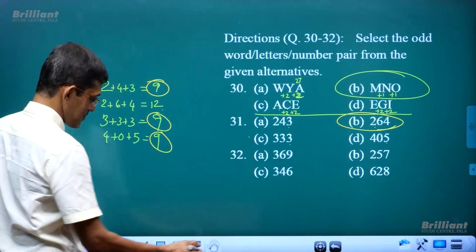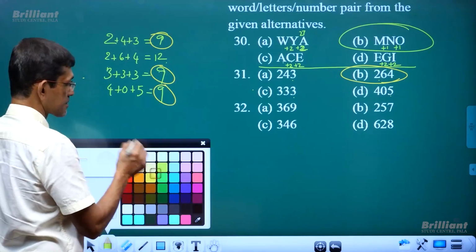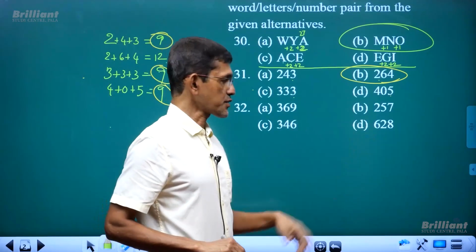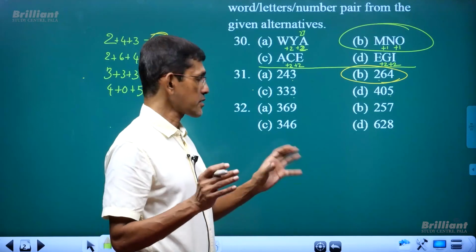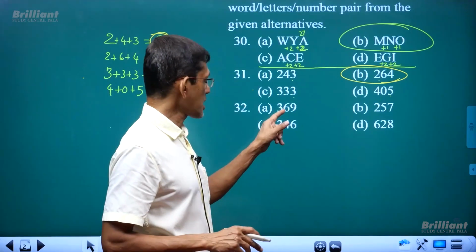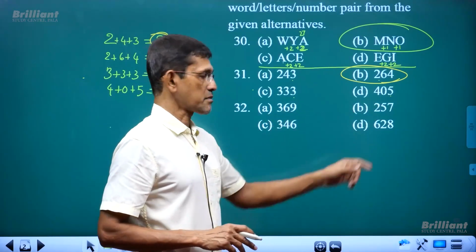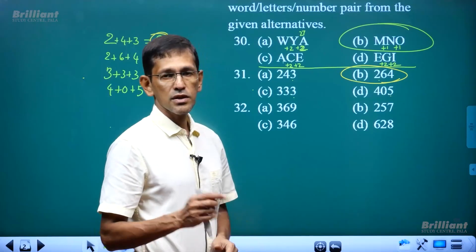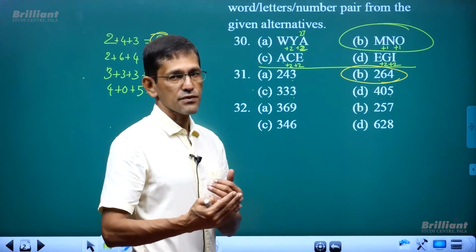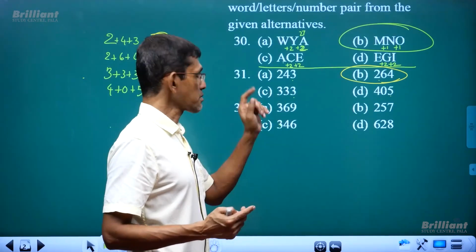Number 32, 369, 257, 346, 628. In this case, they are a bit more careful, or they want to make that question a little more challenging. So that's the reason they have 2 odd numbers and 2 even numbers. So that means we cannot pick one based on an even-odd classification. That is not possible in this question 32, but it was possible in 31.